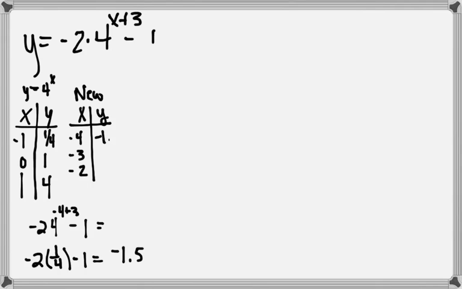So -1.5 here. Let's do -3. If I take my original y value, 1, it'd be -1, right? No, I think it's going to be -3. So we're going to take 1. I'm going to multiply by negative 2. So negative 2 minus 1 gives me negative 3.